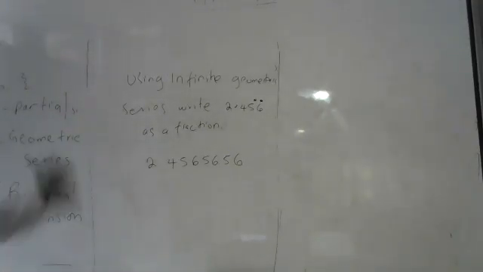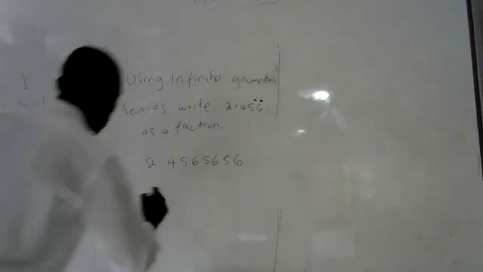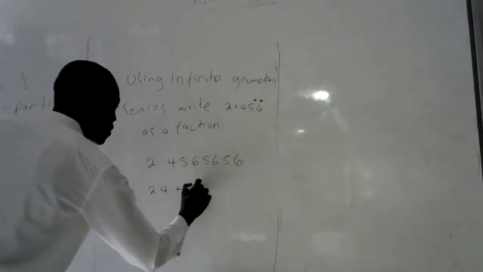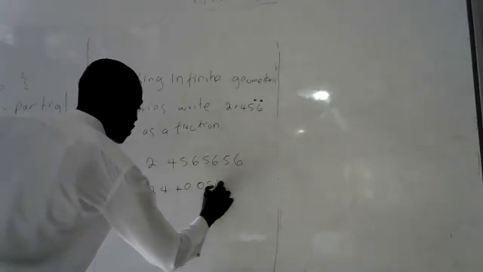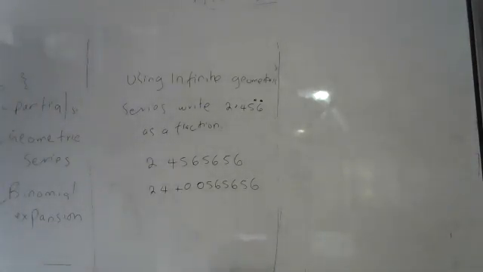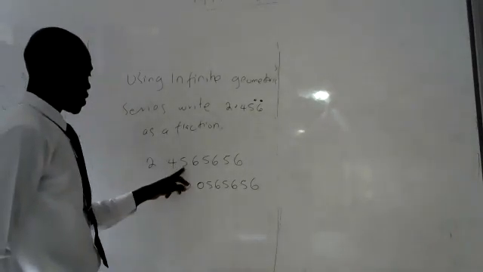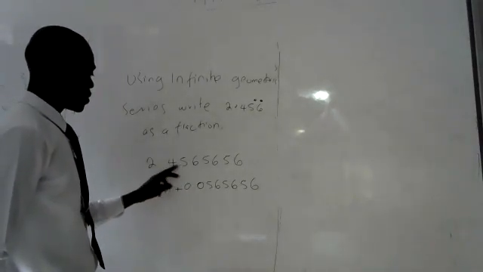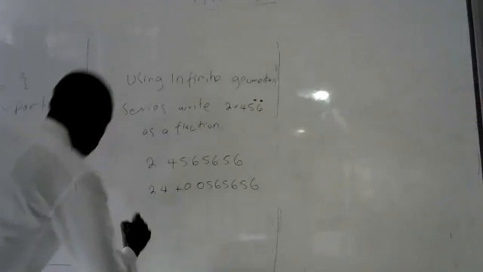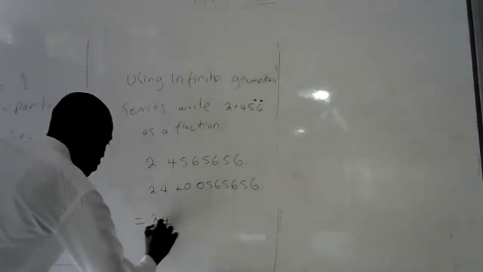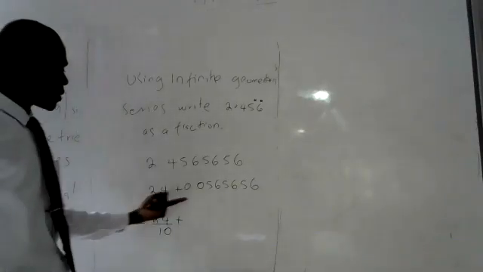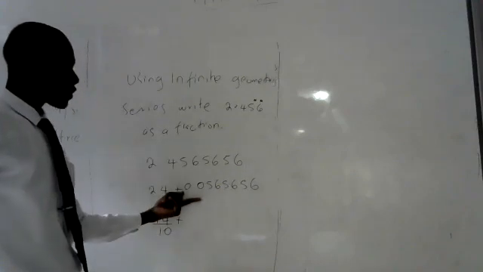So remember, you could write this as 2.4 plus 0.0565656, like that. I've just decided to break this at the point where it's recurring. So I have 2.4, then plus 0.056565656 recurring. 2.4 as a fraction is simply 24 divided by 10. Okay? How about this number as a fraction?